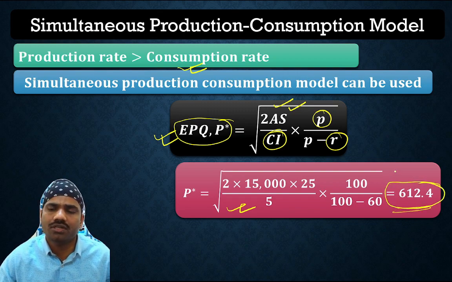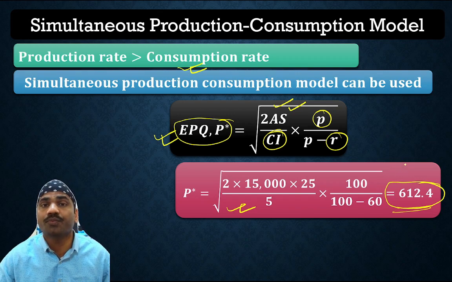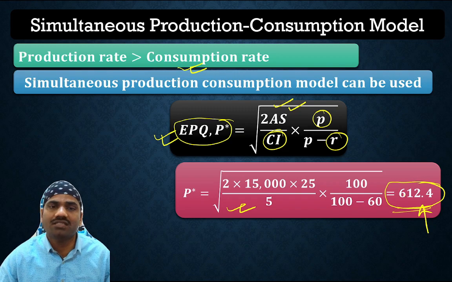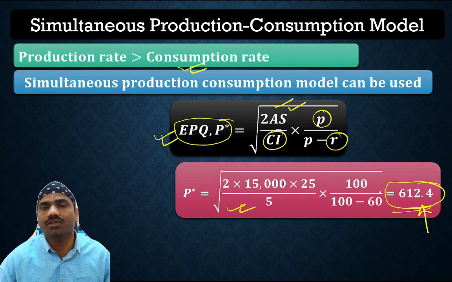So we put these values in, and we get that the economic production quantity is 612.4. It can be 612.4, or you can say 613. This is the quantity that will give you the maximum profit. If you produce with this quantity, you will have the maximum profit.